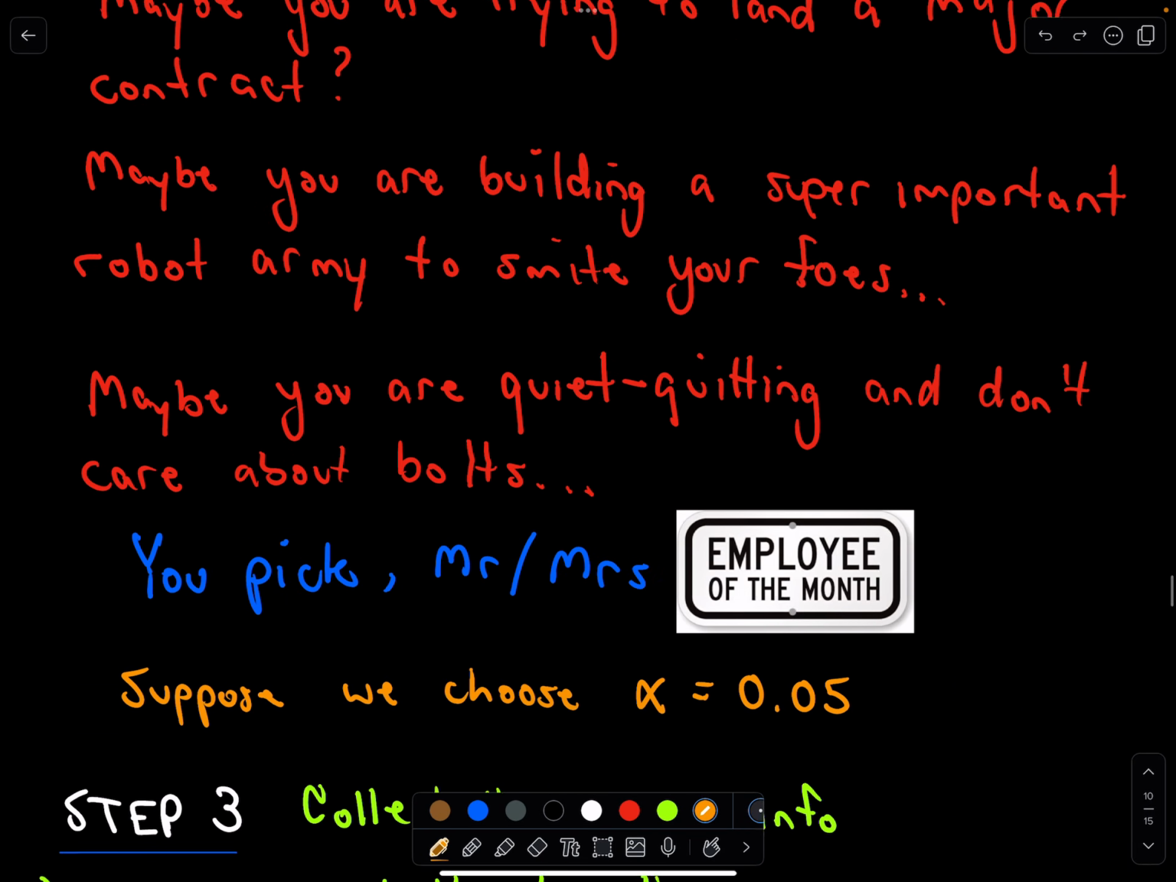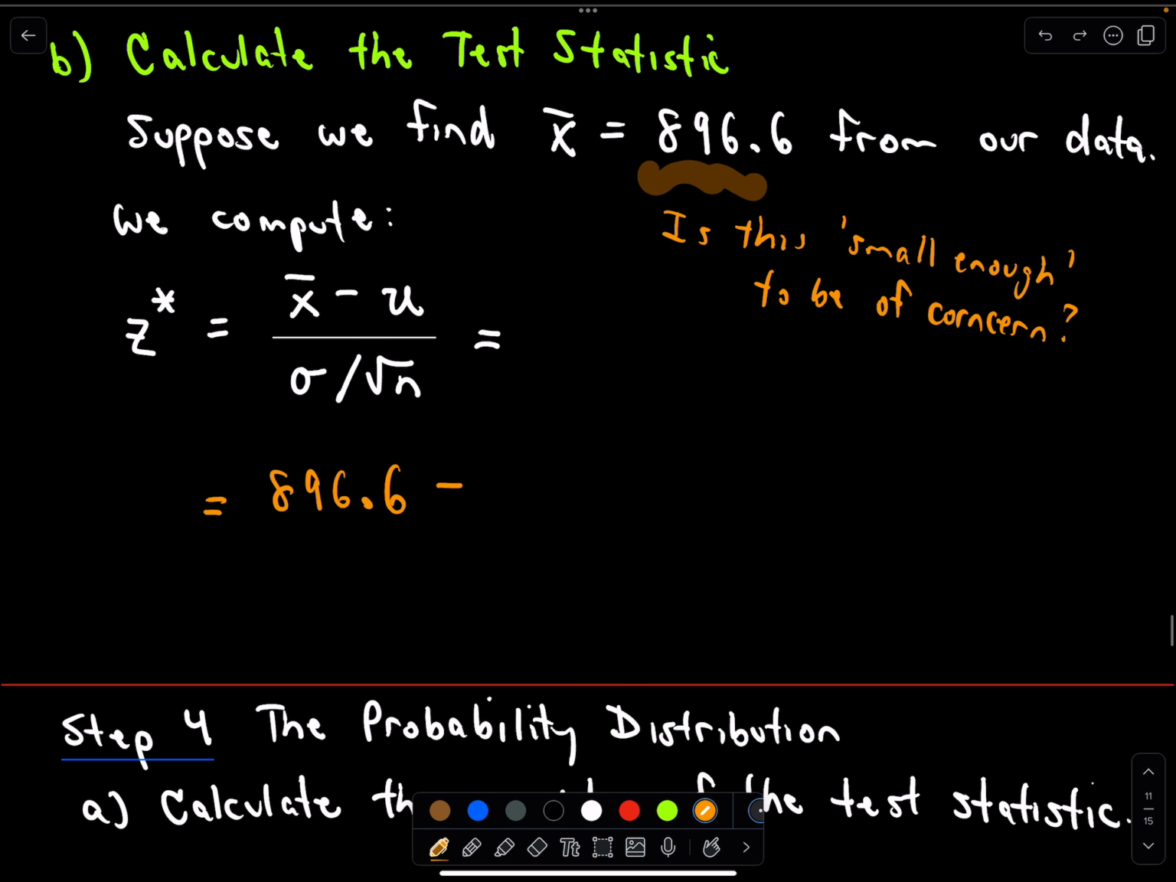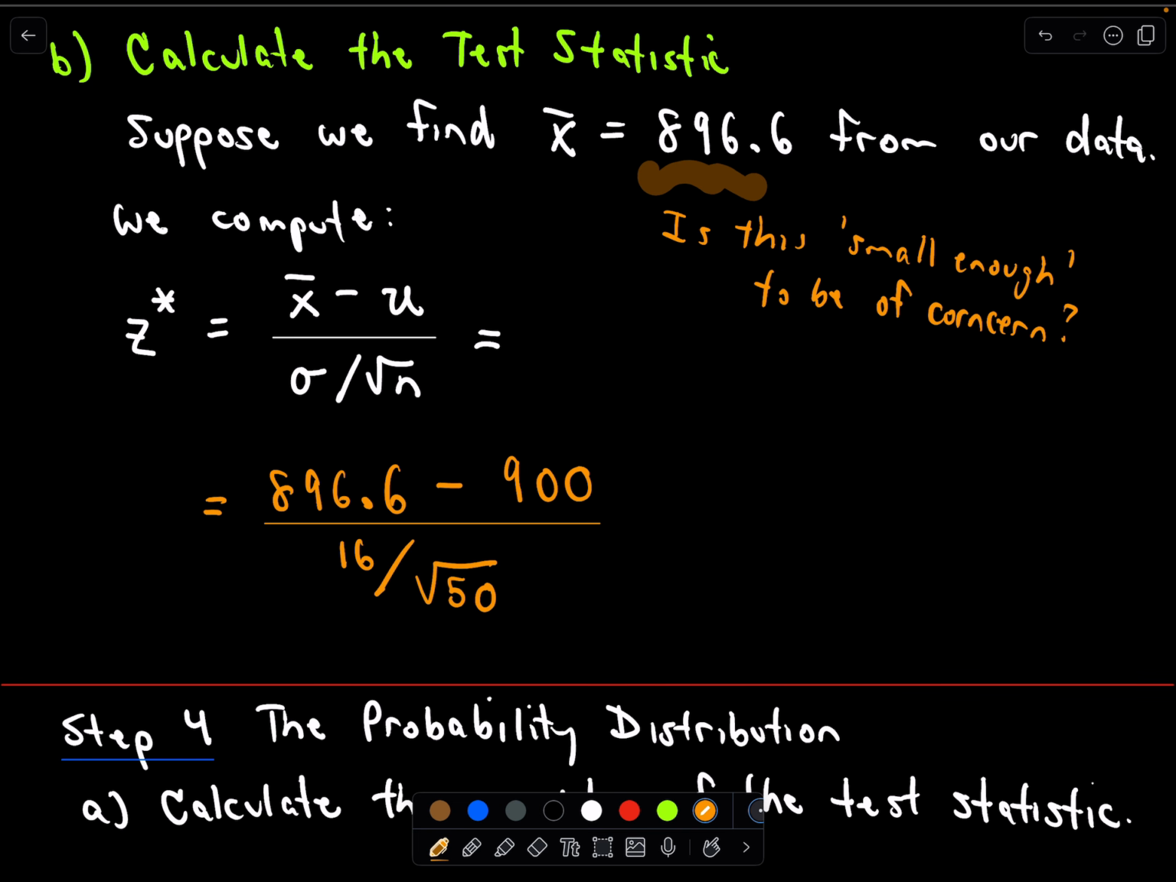So let's go down there. We'll compute that. 896.6 minus mu, which we said is 900. We're going to divide that by sigma, which we said was 16, divided by the square root of n, which we picked to be 50. So you'll do this arithmetic, and I got this to be really close to negative 1.5. All right, negative 1.5, that's nice.